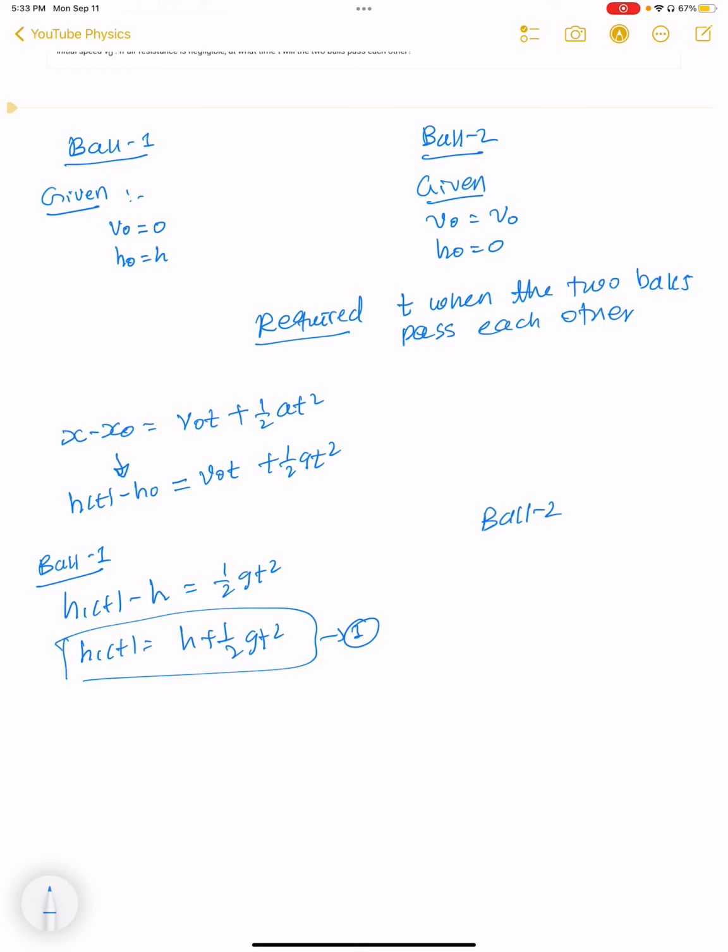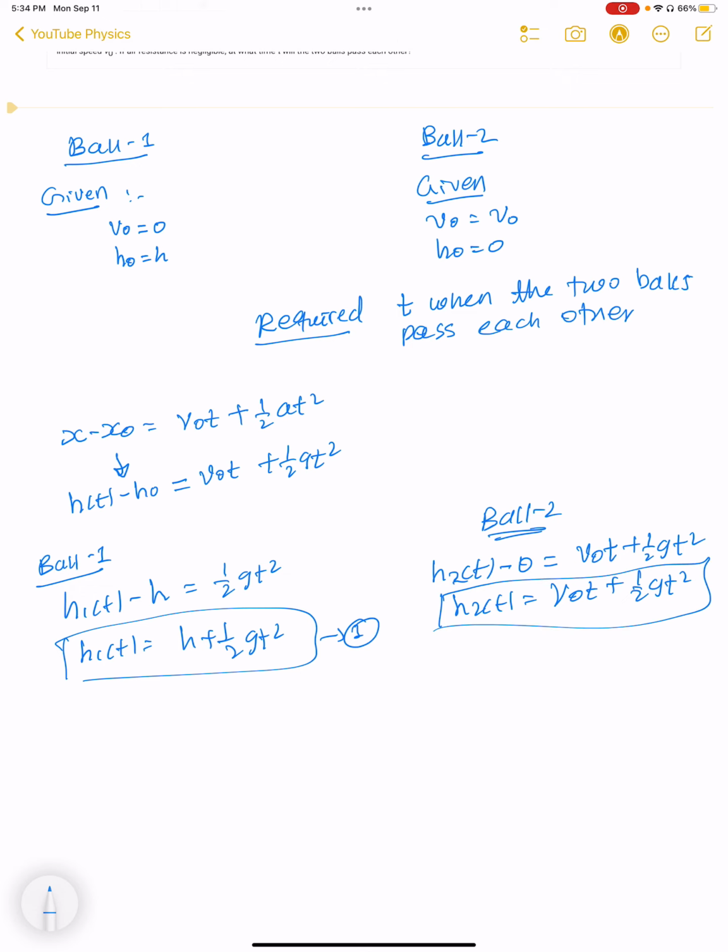For ball 2, similarly, you can do h2(t) minus initial height is 0. But we have initial velocity, so v naught t plus 1/2 gt squared. And this will be simply the equation itself.